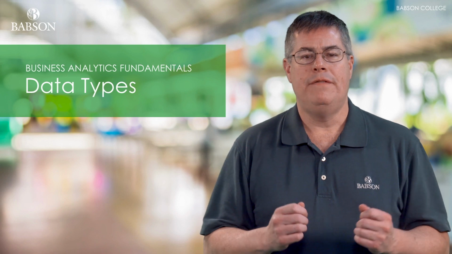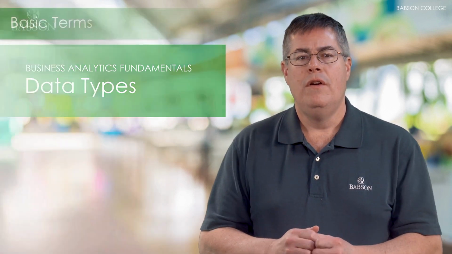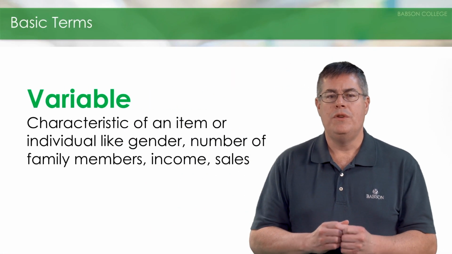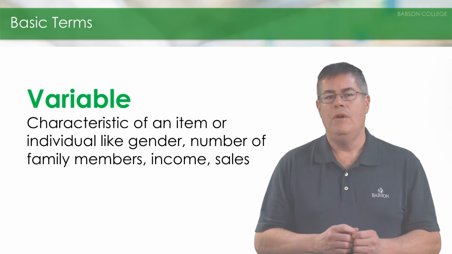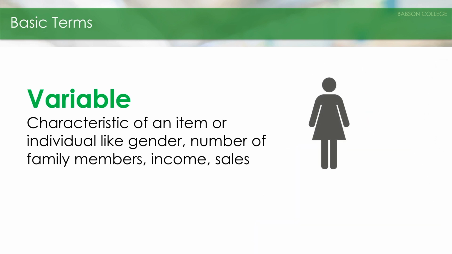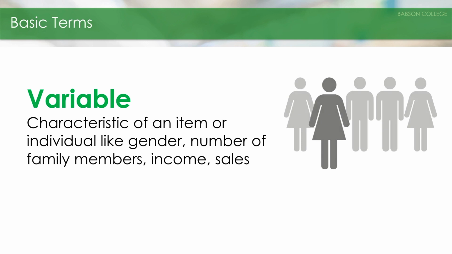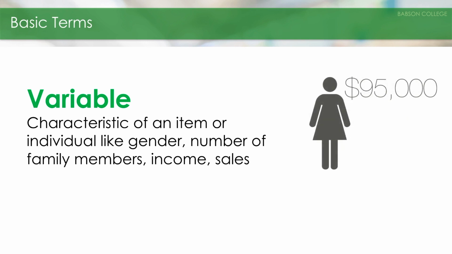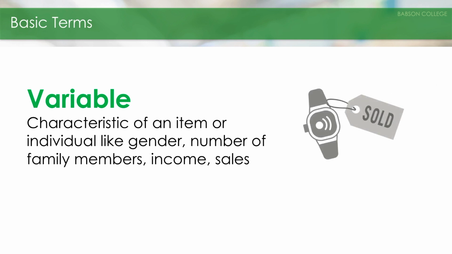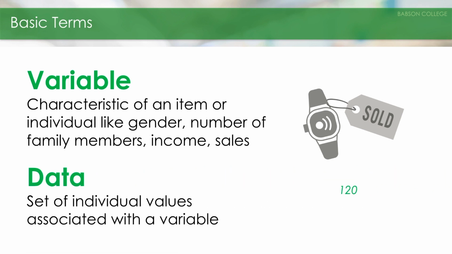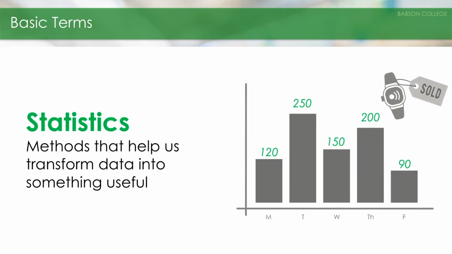Let's start off by defining some basic terms. First, we have a variable, which is a characteristic of an item or individual like gender. Other examples include the number of family members you have, or income, or sales. Then we have data. Data is defined as the set of individual values associated with a variable. Lastly, statistics. Statistics are the methods that help us transform data into something useful.